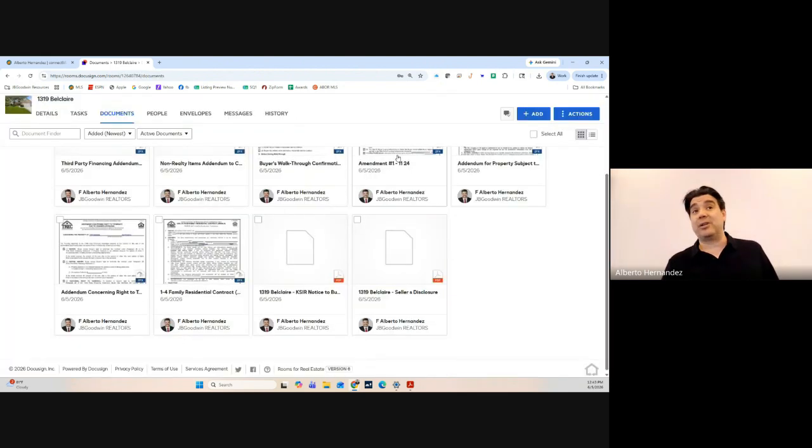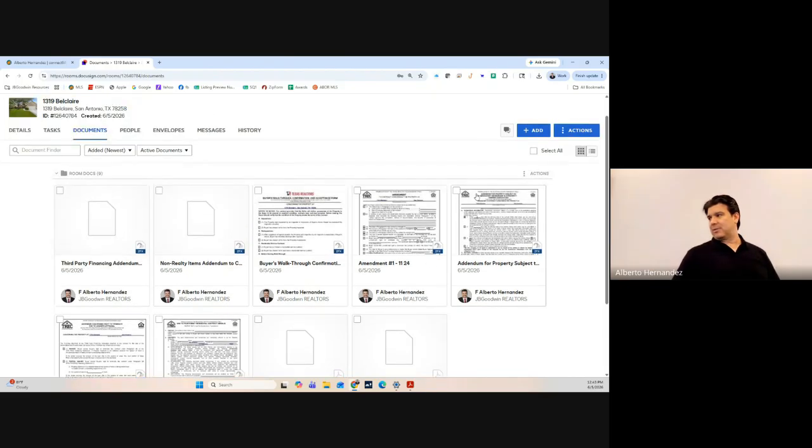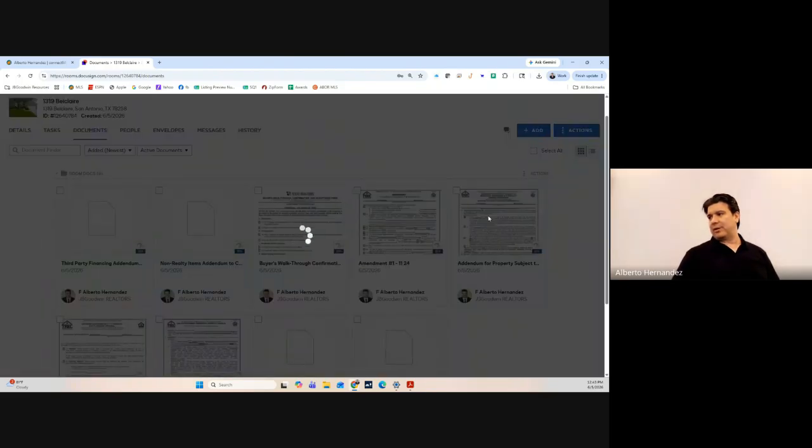Now, if this was a cash deal, write whatever you want. No one cares. There's no lender involved. So write everything you want in there. Last but not least, right? We've done the other two, is just our HOA addendum.